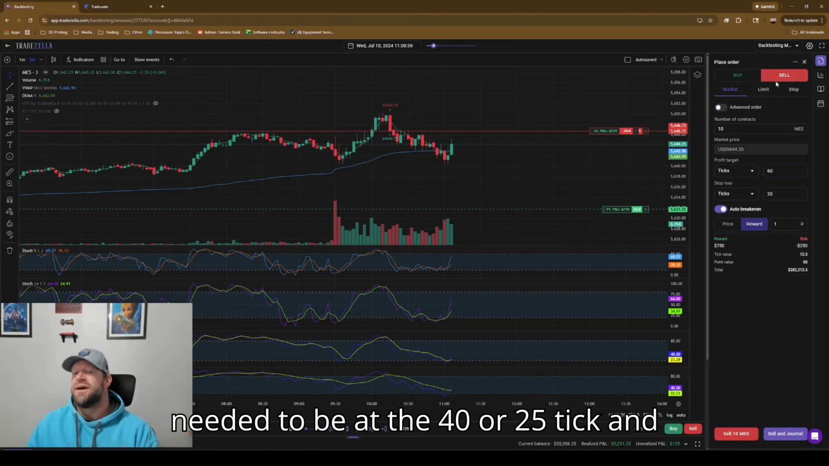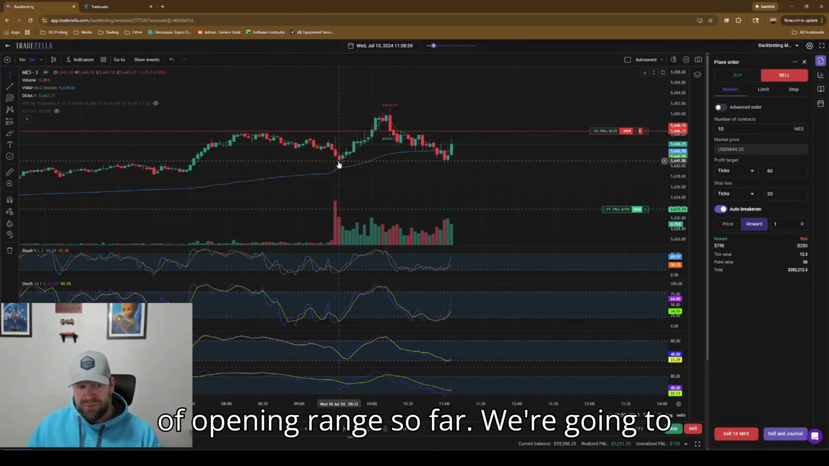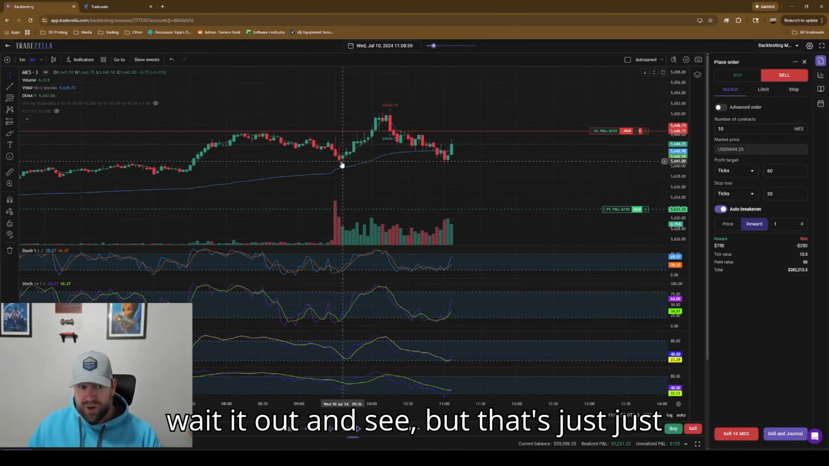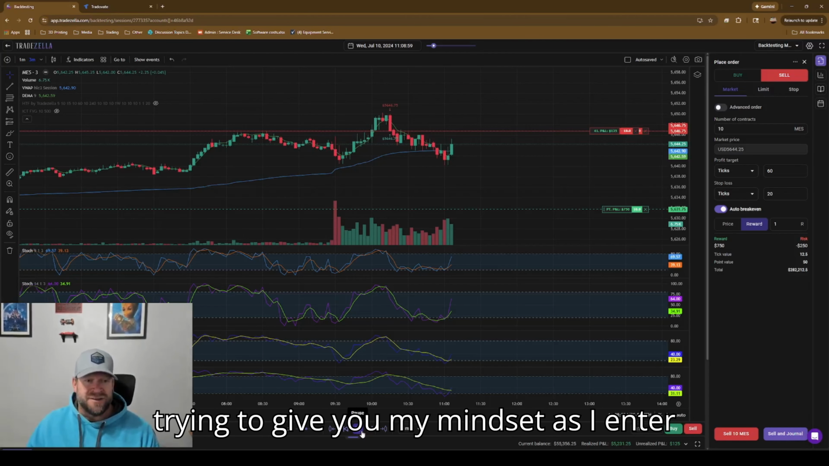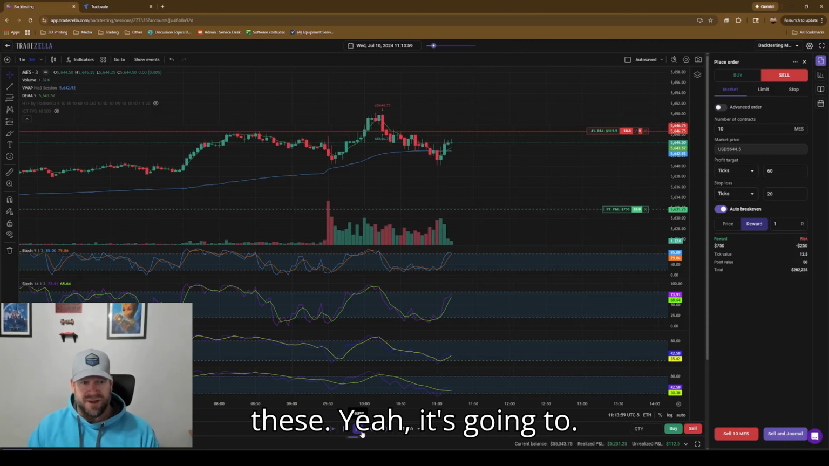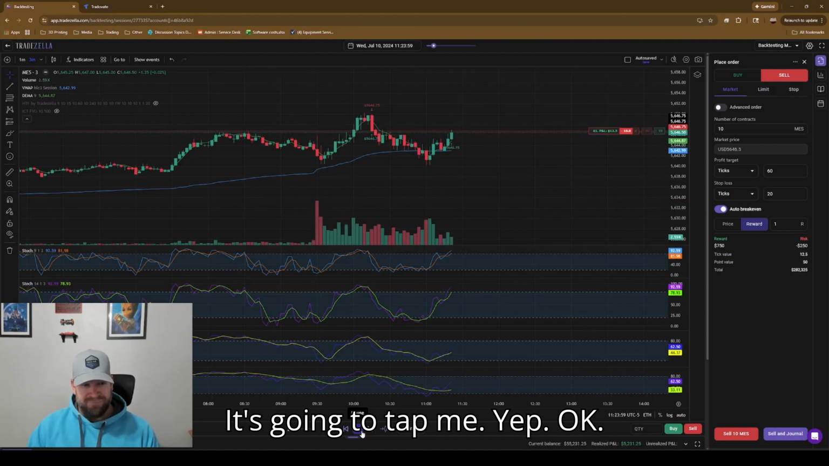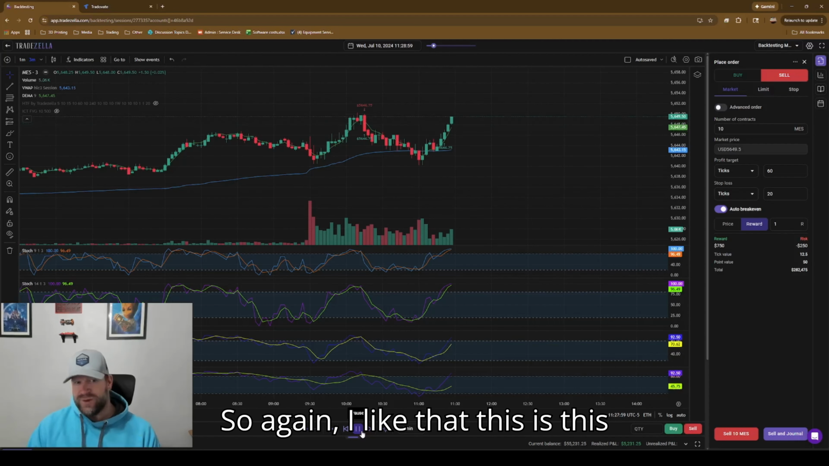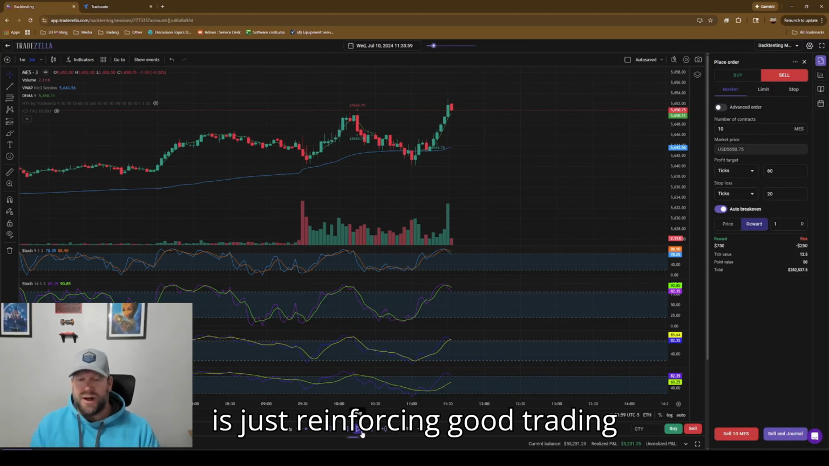I needed to be at the 40 or 25 tick, and that would have been down to the bottom of the opening range so far. We're going to wait it out and see, but that's just an idea I want to throw out there, just trying to give you my mindset as I enter these. Yeah, it's gonna tap me. Yep. Okay.